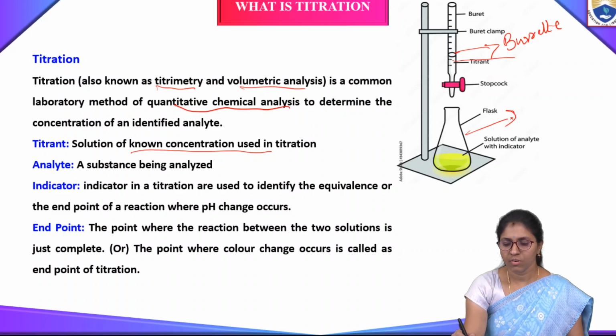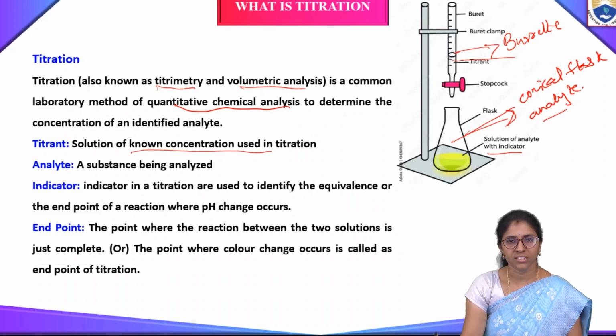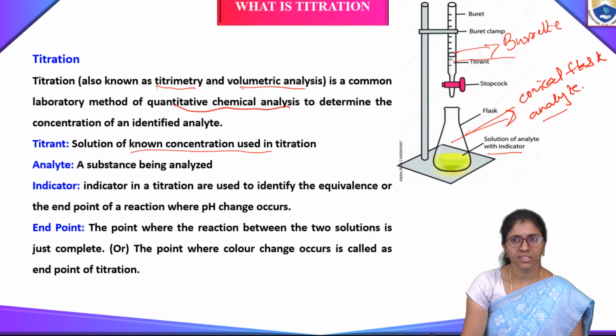The solution of unknown concentration we take in the conical flask. This is the conical flask. This is called the analyte. The analyte is the substance which is being analyzed, and it is taken in the conical flask while doing titration. The known concentration solution is taken in the burette. This whole process is called titration.